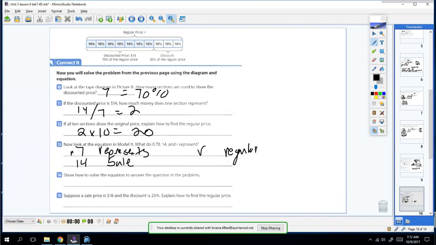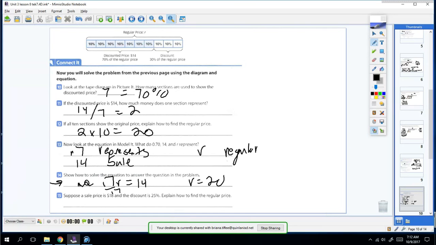So, show how to solve the equation. We just did that. We had 0.7 times R is equal to 14, not 0.14. I'm sorry, guys, it's too early in the morning. It is 0.7 times R equals 14, and then divide both sides by 0.7, and you get R is equal to 20, which is the same as up here. But the way you work this equation will work every time. So this regular price is $20.